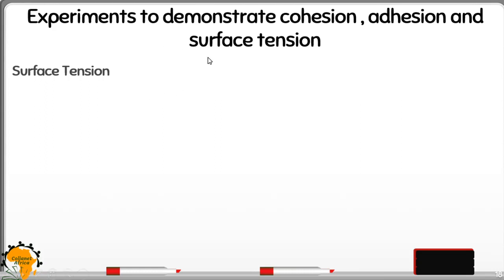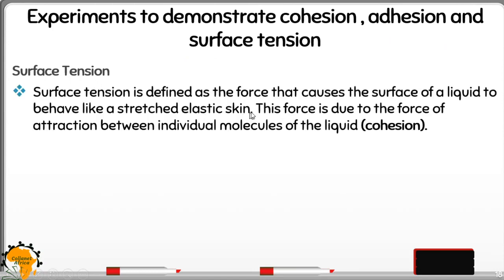Welcome to today's lesson. We are going to look at experiments to demonstrate cohesion, adhesion, and surface tension. We start with the definition of surface tension, where we say that this is the force that causes the surface of a liquid to behave like a stretched elastic skin.